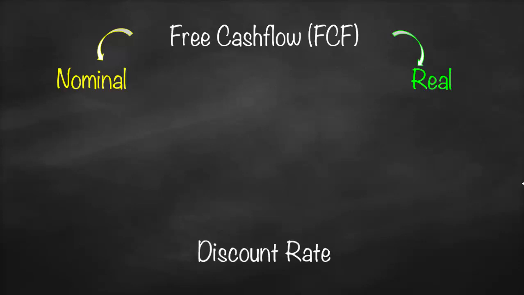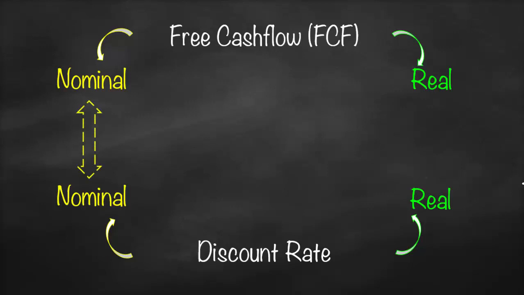Therefore, every time we use a discount rate, if we have a nominal free cash flow, we need to use a nominal rate, so we make it apples to apples. And if we have real free cash flow, we need to use a real discount rate. Therefore we compare apples to apples.